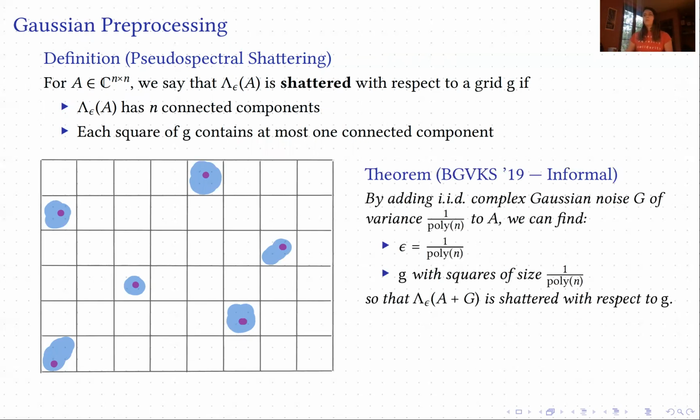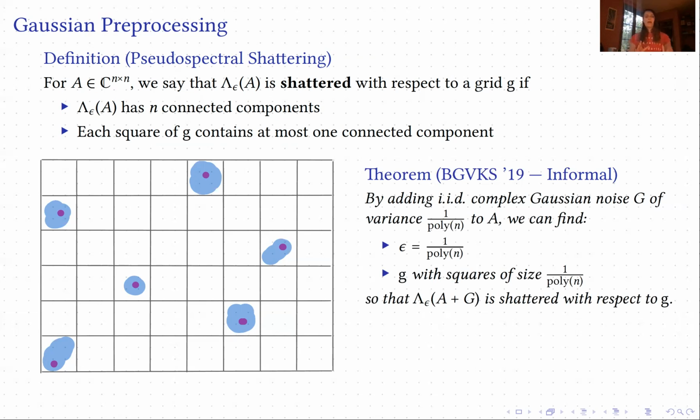Now, our pre-processing result says informally that by adding i.i.d. complex Gaussian noise of variance 1 over poly n to the entries of any matrix, one can compute an epsilon of size 1 over poly n and a grid with squares of size 1 over poly n, so that the epsilon pseudospectrum of the noised matrix is shattered with respect to the grid. Once we do this, we'll pass the noised matrix, epsilon, and the grid to the algorithm.